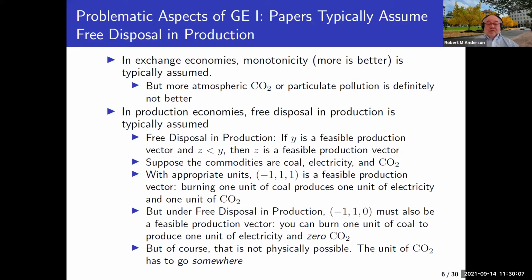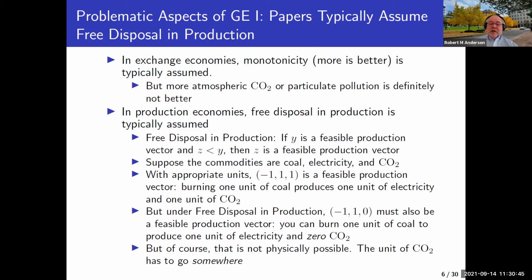Okay, so that's roughly the technology of producing electricity by burning coal. Well, under free disposal in production, if (-1, 1, 1) is feasible, so is (-1, 1, 0), because (-1, 1, 0) is less than (-1, 1, 1). So it says you can burn 1 unit of coal to produce 1 unit of electricity and 0 carbon dioxide. Well, of course, that's not physically possible. The unit of carbon dioxide has to go somewhere.